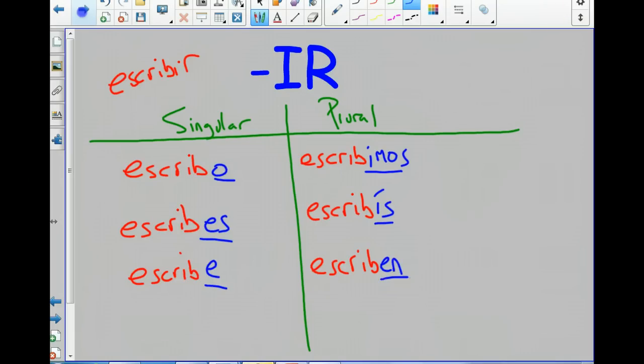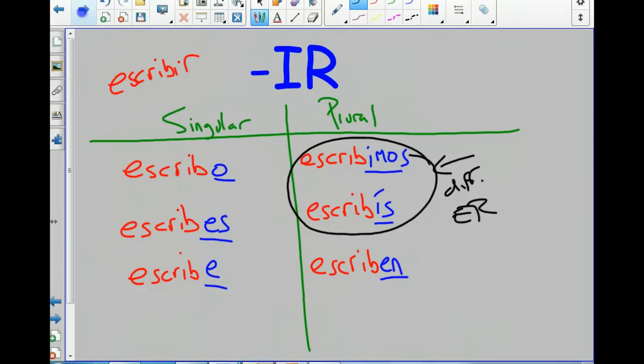So, ¿cuáles son las diferencias aquí? What are the differences? Well, basically the differences are in the nosotros and the vosotros forms. These are different from the ER verbs. Other than that, ER and IR verbs are very, very similar. Okay? So, ese es el presente, the present tense, and how you conjugate verbs in the present tense. Relatively simple. It does require some memorization. O, as, a, amos, áis, an. O, es, e, emos, éis, en. And finally for IRs, o, es, e, imos, ís, en.